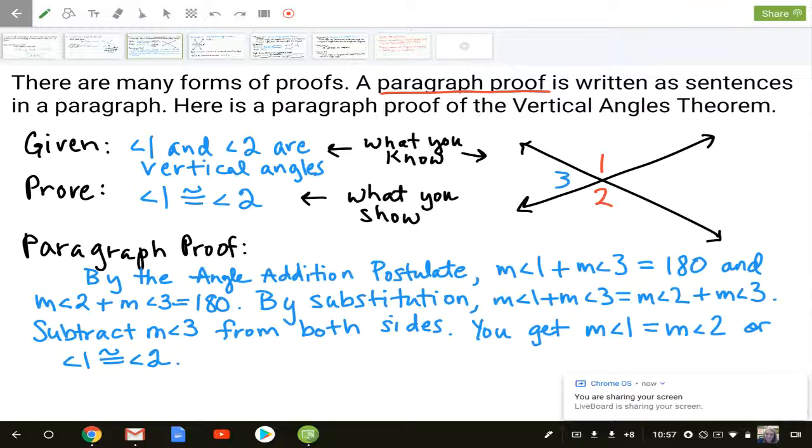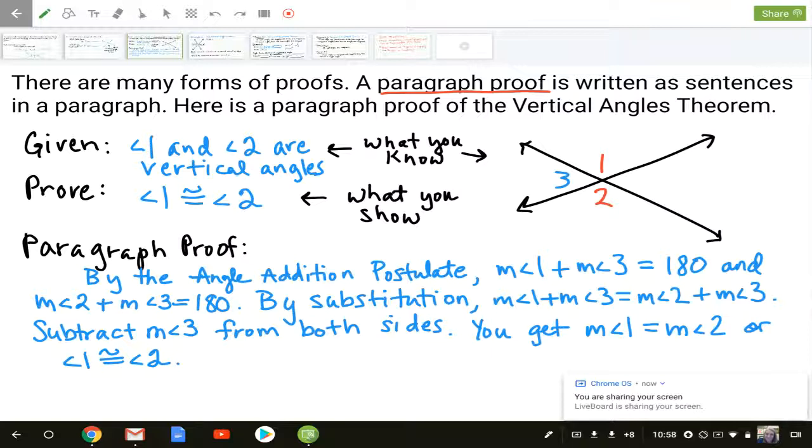So in my paragraph proof, I'm going to start with taking something that I know. When I'm proving the vertical angles theorem, I can't use it. So I can't just automatically say angle 1 is congruent to angle 2 because they're vertical angles. I have to actually show from other reasoning why the angle 1 is congruent to angle 2.